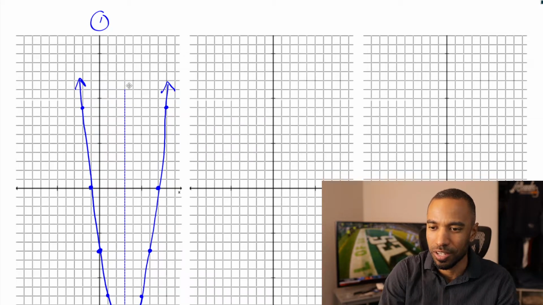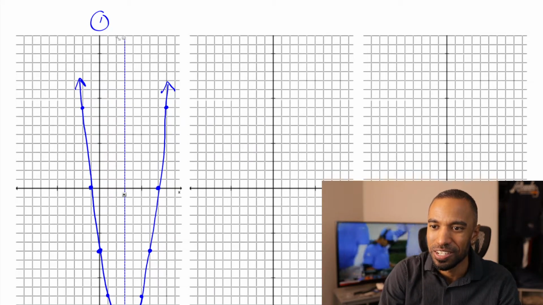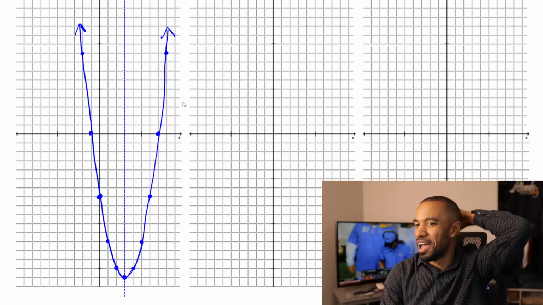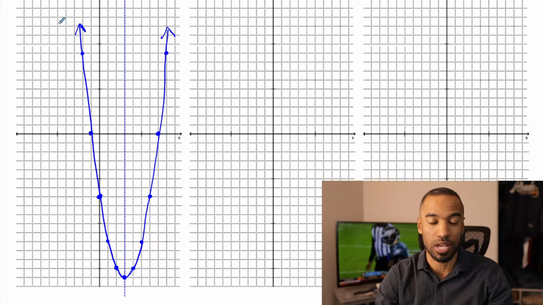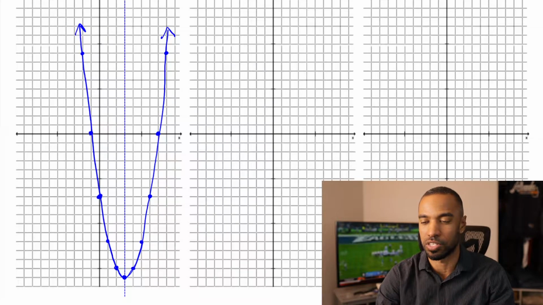I'm trying to select, hold on, there it goes. I'm trying to select that axis of symmetry that whole time right there. All right, so there's the graph for that one on number 1. That's graphing out of standard form. Of course, I will do that for all of the problems. I'll graph out of standard form.